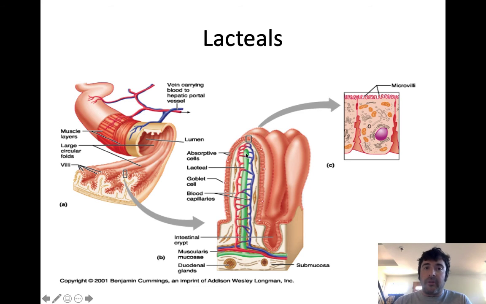So job number 2 of the lymphatic system is to absorb fats along the GI tract. The specialized lymphatic capillary embedded within these little finger-like projections, which increase surface area for absorption in your small intestines, are called lacteals.